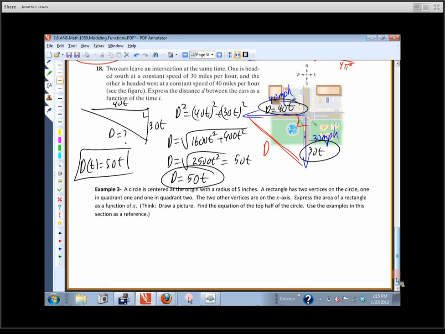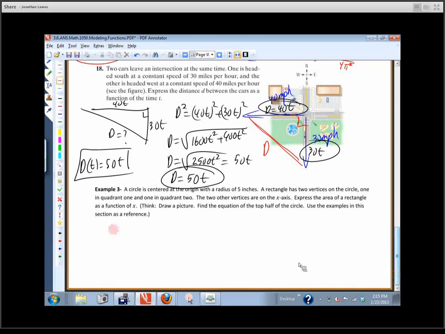Okay, next part. A rectangle has 2 vertices on the circle, one in quadrant 1 and one in quadrant 2. The other 2 vertices are on the x-axis. Express the area of the rectangle as a function of x. And then it has a hint. Draw a picture. Find an equation for the top half of the circle. Use the examples in this section as a reference.